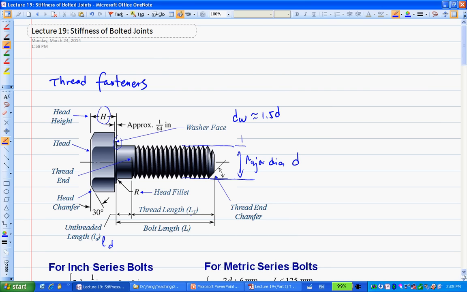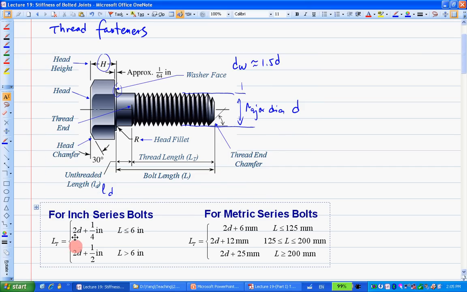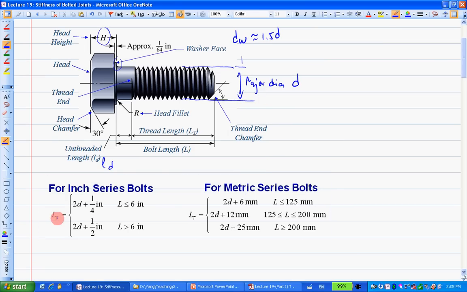So what is the connection between the threaded length LT and the bolt diameter d? Here's the formula. For the inch series, capital LT is 2d plus a quarter inch if L is less than 6 inches. Otherwise, it's 2d plus 1/2 inch if L is greater than 6 inches. We'll make use of these formulas. For the metric series, if L is less than 125 millimeters, then capital LT is 2d plus 6 millimeters.